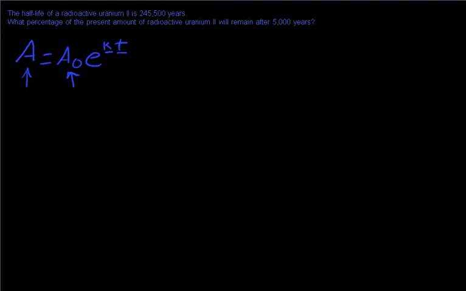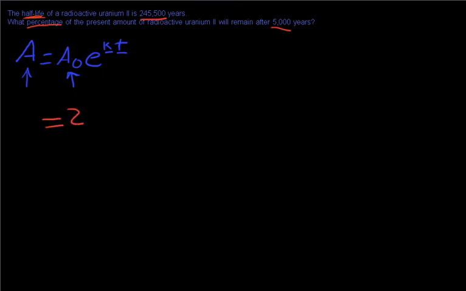Alright, so for this equation here, let's go ahead and go to red. For this problem here, it really only cares about a percentage after some half-life or some time. Now, the time that it gives you is 5,000. We'll get to that in a little bit. But for right now, the numbers that we care about are the half-life and 245,500 years.